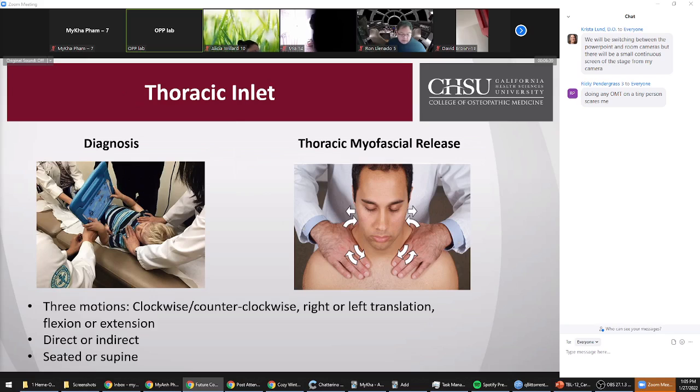The thoracic inlet, remember, anatomically also includes, and functionally, I should say, also includes T2 and rib 2, but anatomically includes rib 1. So you have the cervical thoracic junction and the first set of ribs along with the clavicle. And that's one of the reasons why you would then take your hands on the anterior posterior surfaces.